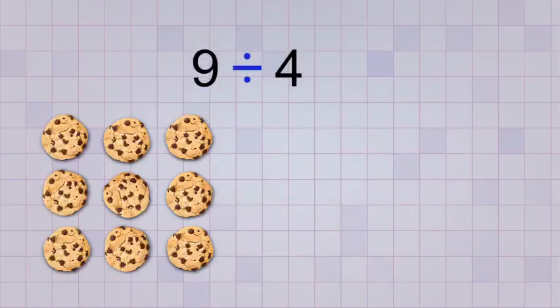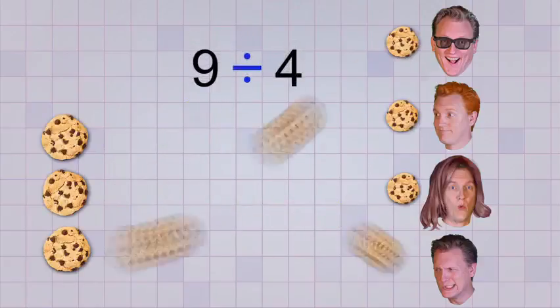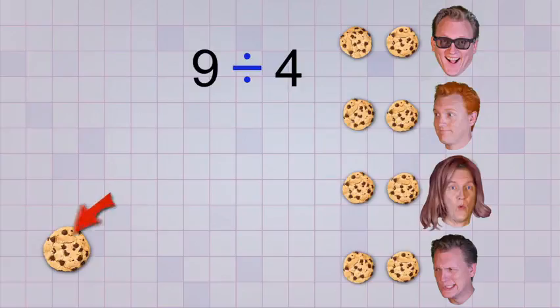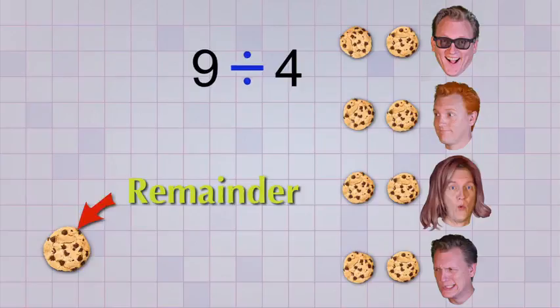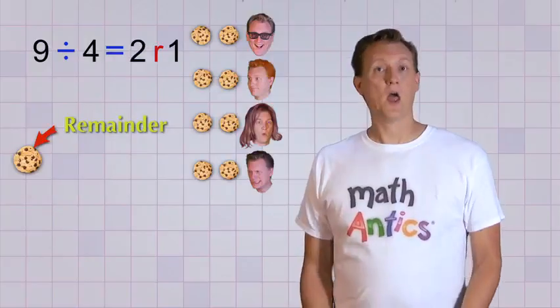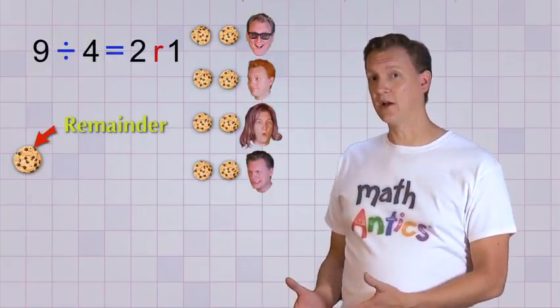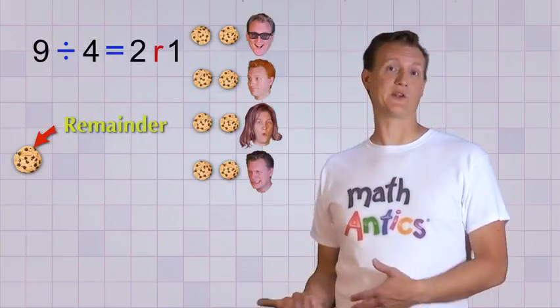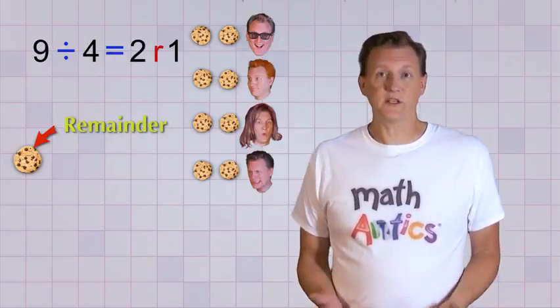Like if you had 9 cookies and 4 kids. Each kid could have 2 cookies, but there would be 1 left over. And in division, that leftover amount is called the remainder. So the answer to 9 divided by 4 is 2 with a remainder of 1. Alright, so it's not that hard to figure out a simple division problem when you have a picture like this. But what about when we just have numbers?